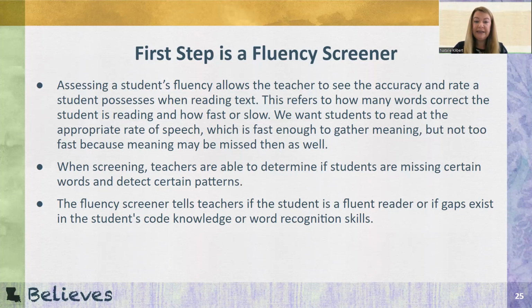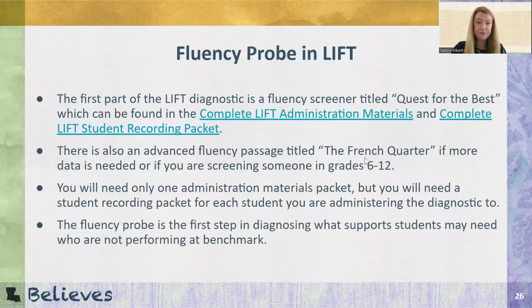When screening, teachers are able to determine if students are missing certain words, and we can detect certain patterns. I'm going to show you this in a second, but if they miss the same words with the same parts in them, or if they're missing multisyllabic words all the time, this tells us things, and we can do different things within our instruction to leverage that and improve that. The fluency screener tells teachers if the student is a fluent reader or if gaps exist in the student's code knowledge or word recognition skills.